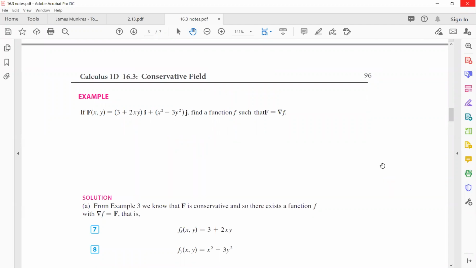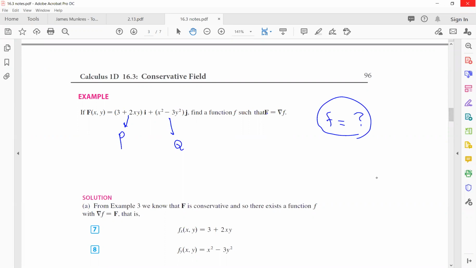Okay, suppose you have a vector valued function, 3 plus 2xy, this is your P, and x squared minus 3y squared, which is your Q. It says find a potential function that satisfies this condition: vector valued function F is equal to the gradient of that missing function. What is this function? How do we find this function?